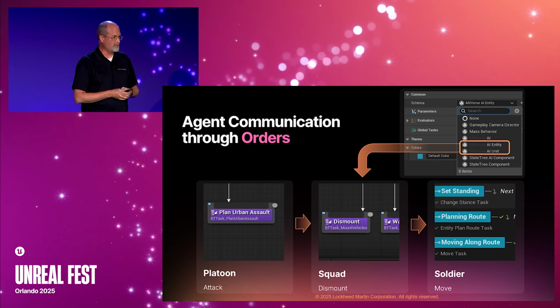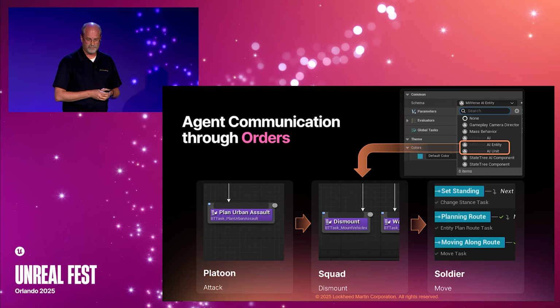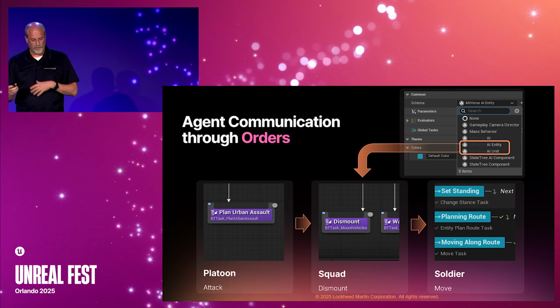And so at the bottom level, we've chosen a state tree, for example, at the soldier level, but using behavior trees at the upper two levels. Now, with all these different agent implementations at different, what we call echelons, you're going to need to specify exactly what that schema is. What are the allowable nodes that you can use within those implementations?